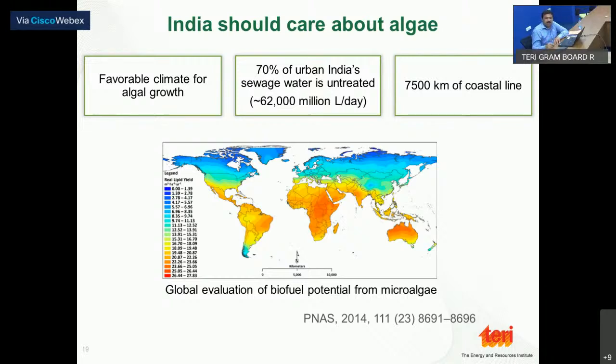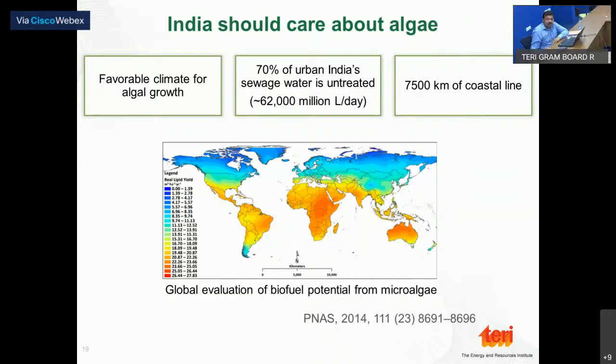This publication is from one of our collaborators in the US, who published this paper in PNAS. You can see the red means high productivity of the algae, and the blue means low. So if you look at India, there is huge potential because of the climate. And at the same time, India has a lot of untreated wastewater, so this water would be a source for growing algae.